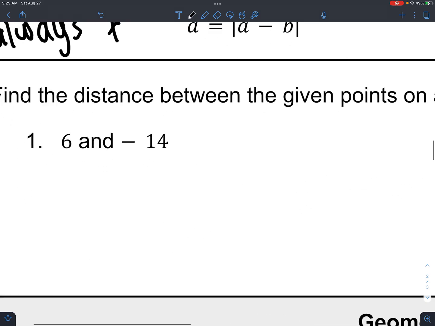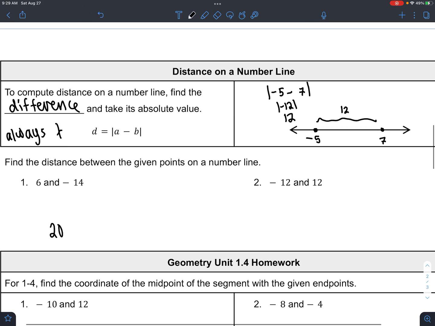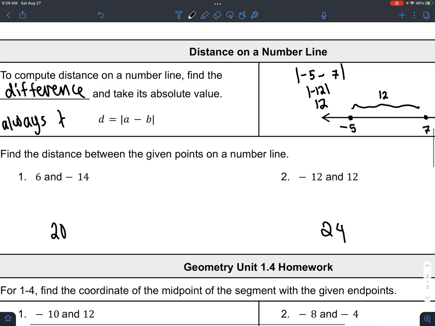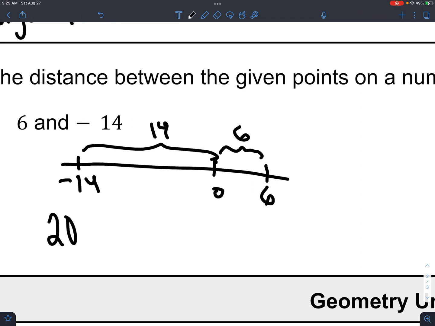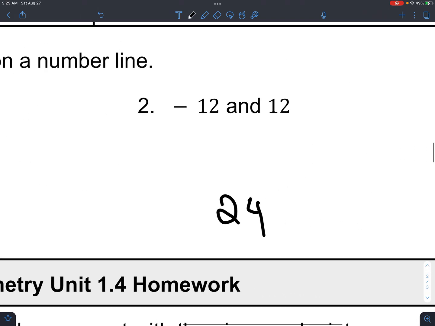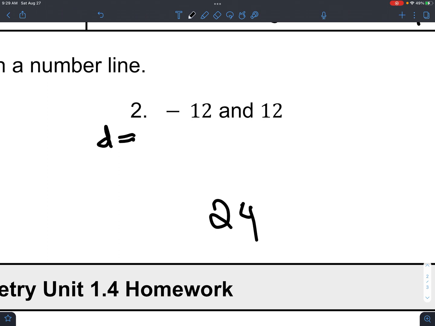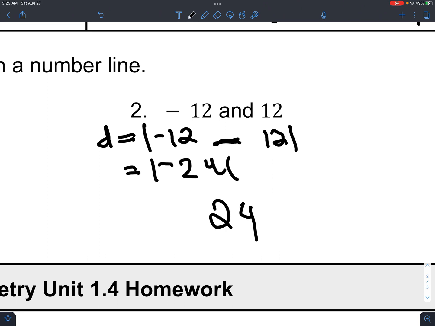Okay, so real quick, I know the answers here are 20 and 24. I'm doing that visually. I'm imagining it in my head because if 0 is right here, this is going to be 14 and this is going to be 6. So it's 20. Or you can use the formula. Distance, write down the two numbers, put a subtraction sign between them. Then minus 24, which is 24.